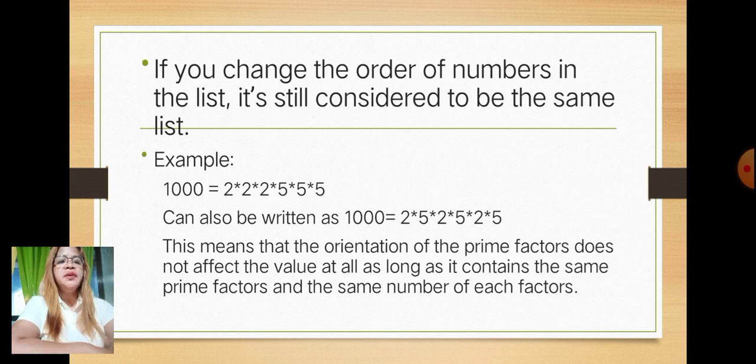If you change the order of numbers in the list, it's still considered to be the same list. Example, for number 1000, the factors are 2 times 2 times 2 times 5 times 5 times 5. It can also be written as 1000 is equal to 2 times 5 times 2 times 5 times 2 times 5. This means that the order of the prime factorization does not affect the value at all, as long as it contains the same prime factors and the same number of its factors.